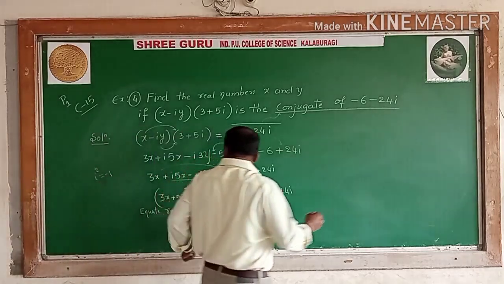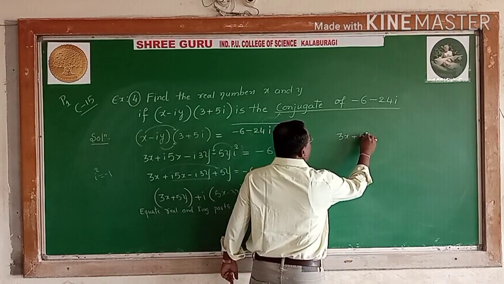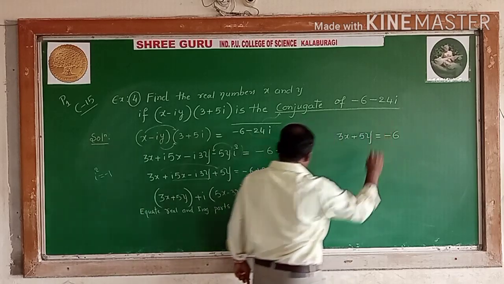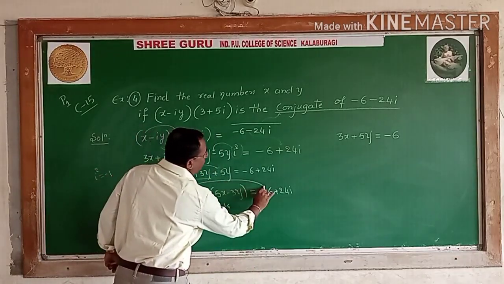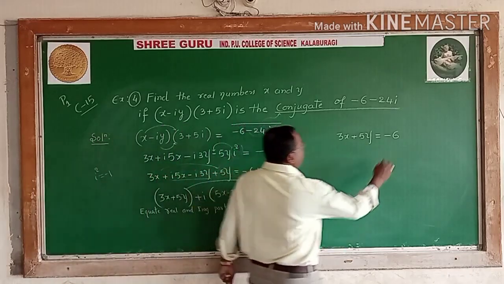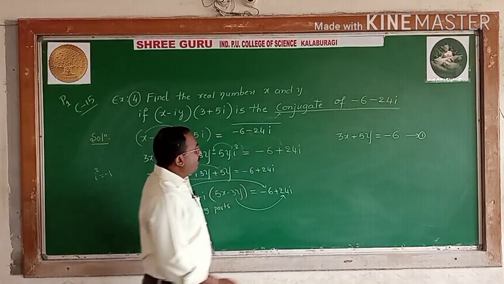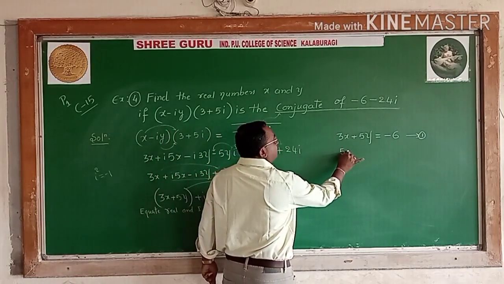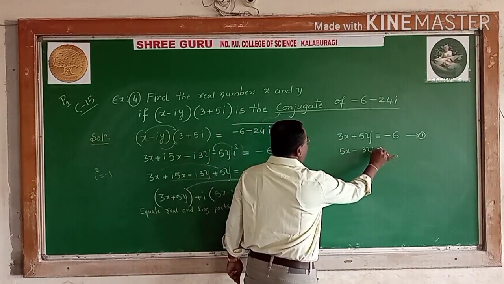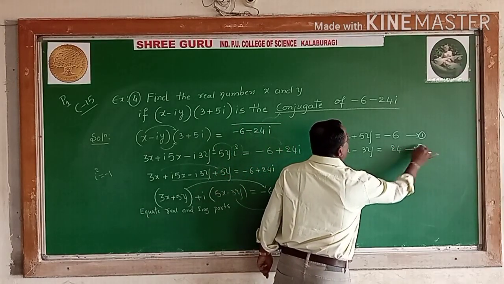The real part is what? Here 3x plus 5y is equal to minus 6. This is the real part, and that is equation number 1. Imaginary part: 5x minus 3y is equal to plus 24, equation number 2.